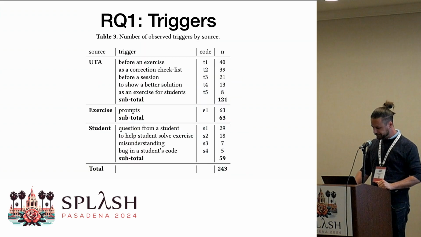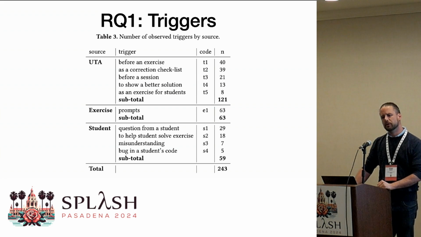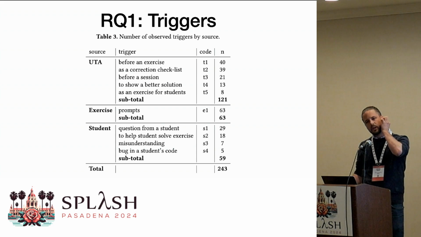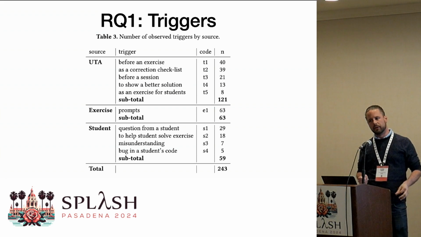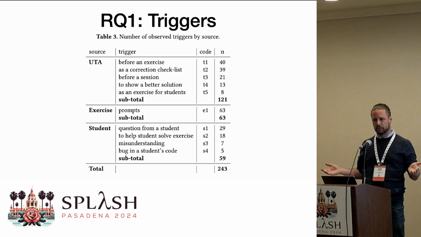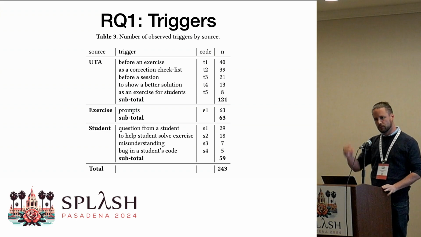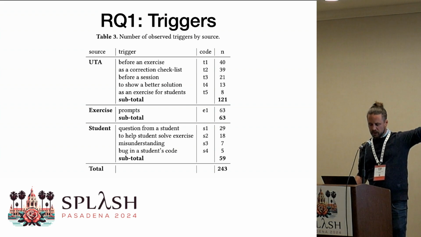We looked again at what triggers strategy use for tutors. So you have 3 categories of triggers. Either the strategy is used by choice from the UTAs, let's say, because they want to introduce a concept, or before starting an exercise, they want to remind the students about the steps to go through to use that specific concept. So this is maybe nearly half the time.